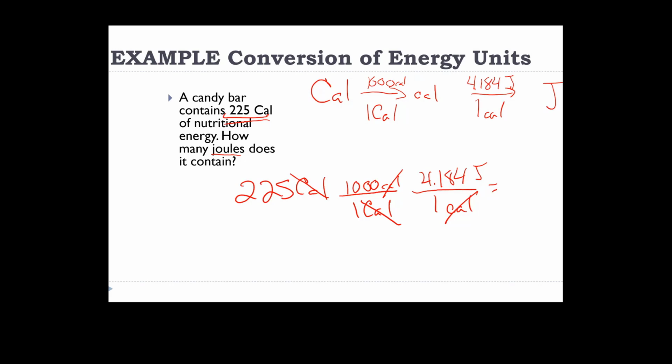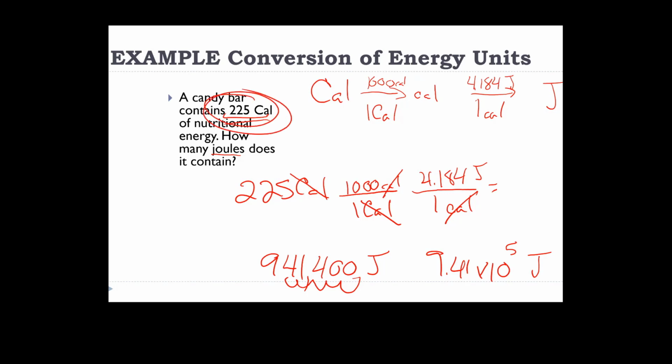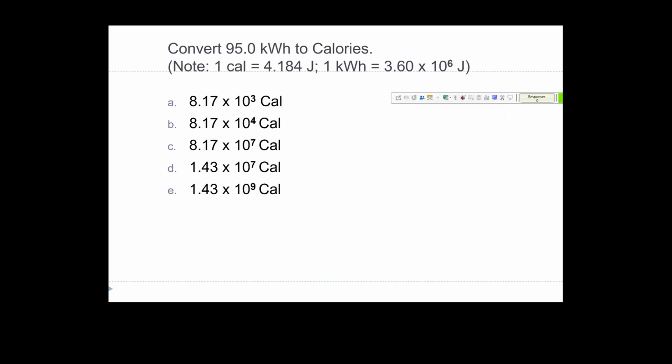So what is the answer? 941,400, or 9.41 times 10 to the 5 joules, with the right number of sig figs, because we only have 3 here, so our answer can only have 3. All right, here's one for you.